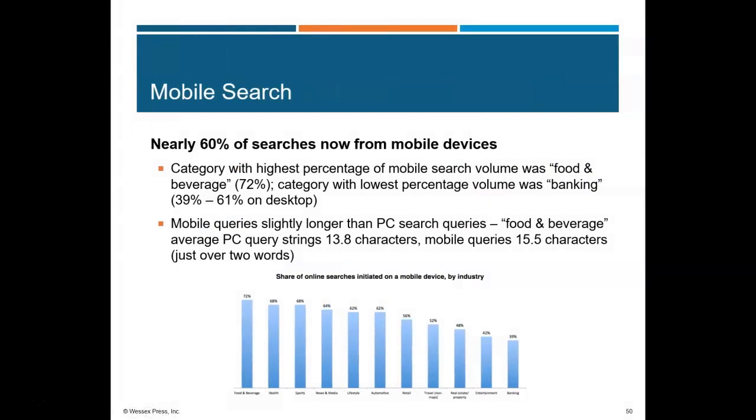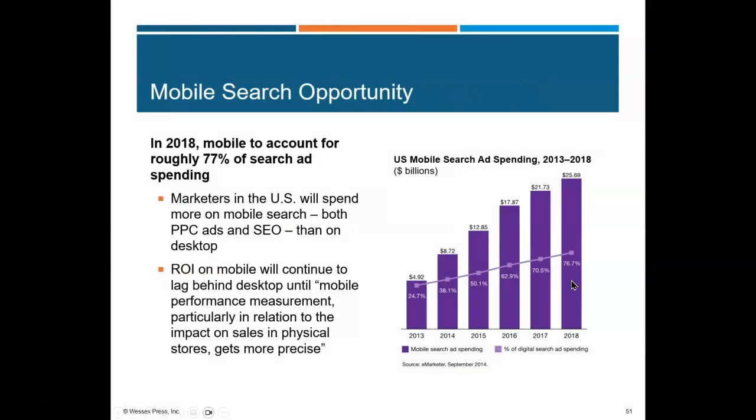Mobile search, nearly 60% of searches now are on mobile devices. Like I said, it's easy to see these percentages, you already know. Mobile search opportunity, this is from previous years, it's already happened. They predicted that in 2018, mobile would account for roughly 77% of search ad spending, and now it's even increasing.